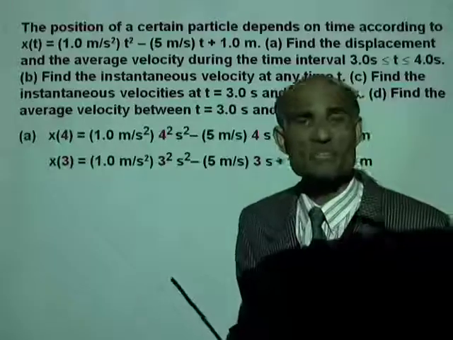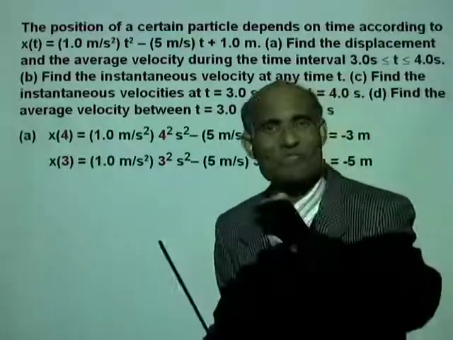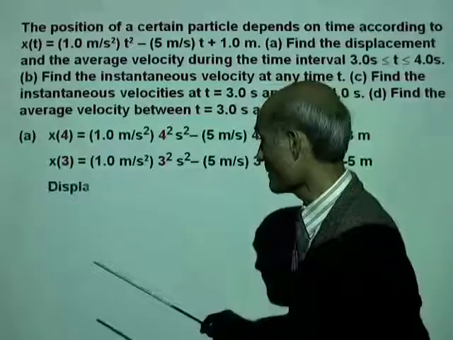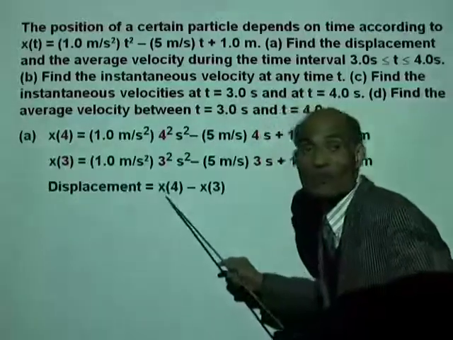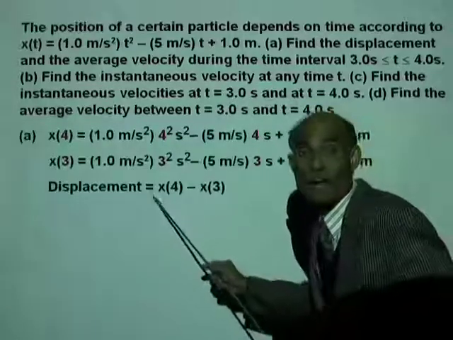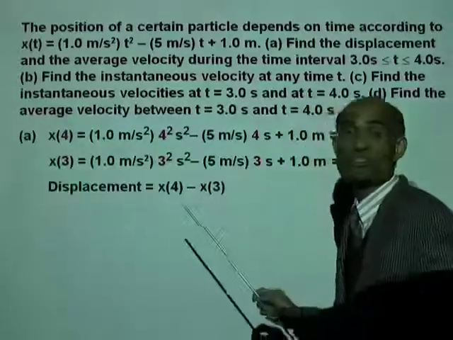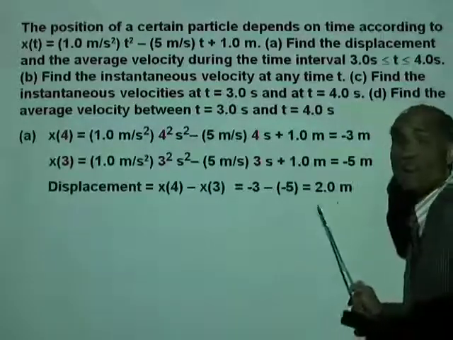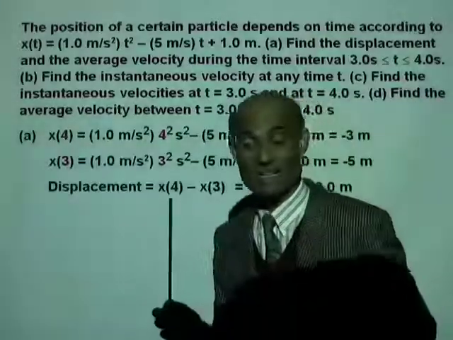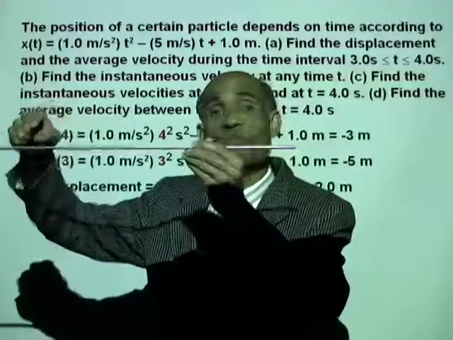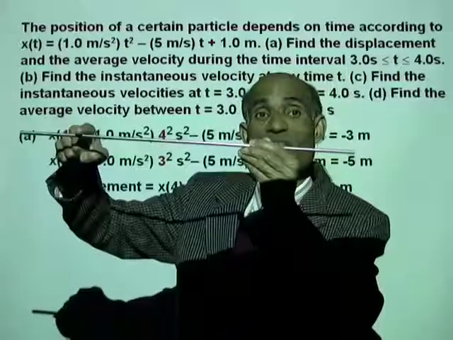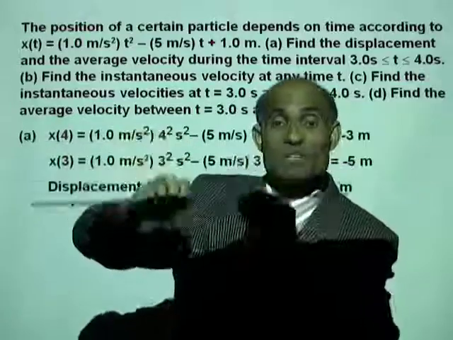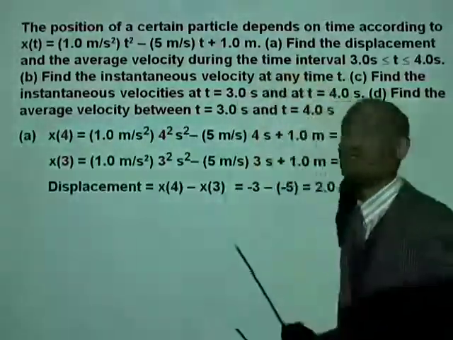What is the change in position? Tell me, is the change in position positive or negative? What do you think? Alright, let's do that. Displacement is x of 4 minus x of 3, final position minus initial position. That is negative 3 minus negative 5. That is 2 meter. So the object moved from x equal to negative 5 to x equal to negative 3 in the positive x direction. That is the displacement.